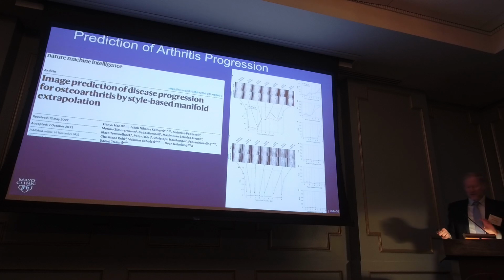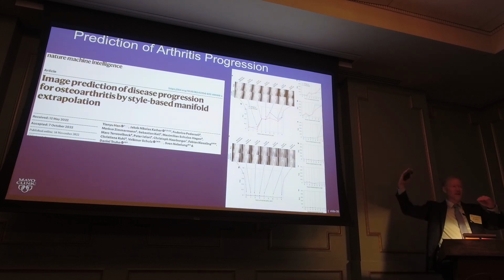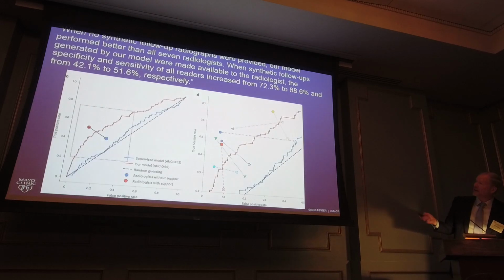Let's see, here's another one. So for the MSK radiologists, using that same GAN technology, there's a large database of images of knee osteoarthritis, and they trained a GAN to predict what the knee would look like several years later, and specifically whether there was osteoarthritis progression or not. And let's see, yeah, it's this slide.